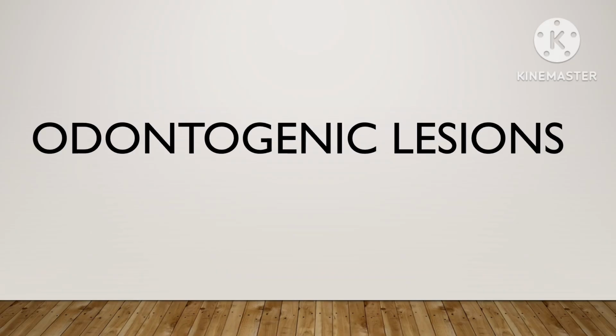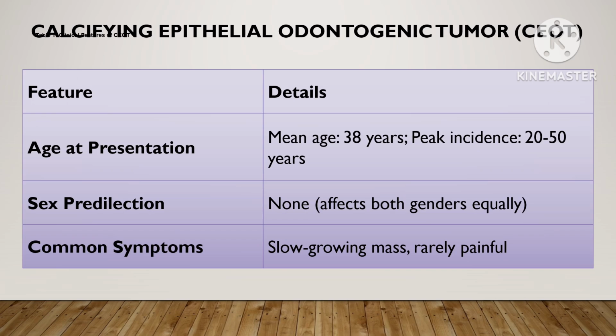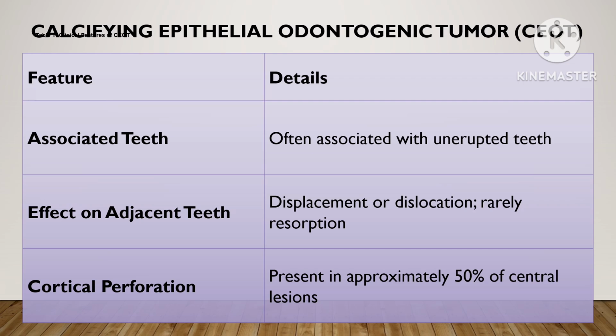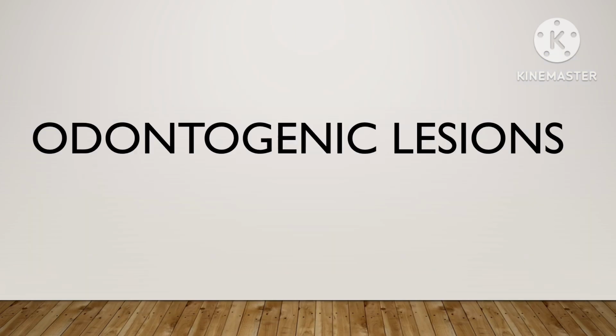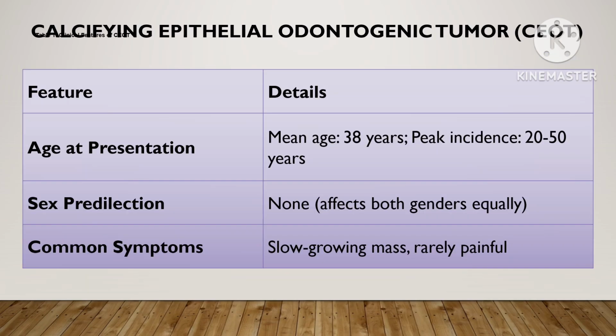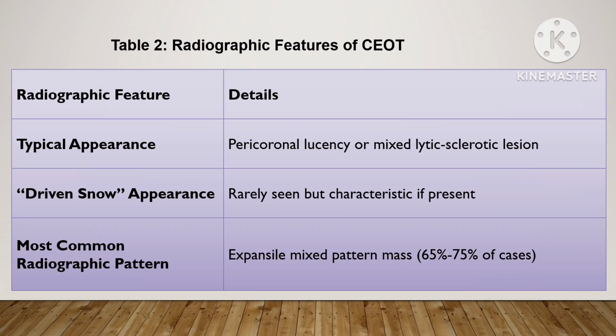So we'll discuss mixed lytic and sclerotic lesions one by one, and first of all we'll learn about the odontogenic lesions which appear to have the mixed lytic or sclerotic appearance on the radiograph. First of all, we'll talk about the calcifying epithelial odontogenic tumor. This tumor is also known as Pindborg tumor. It is a rare, generally benign odontogenic epithelial tumor, characterized by the presence of amyloid material that often calcifies.